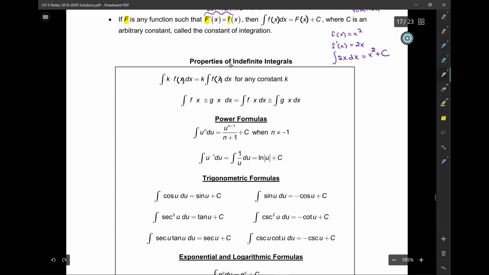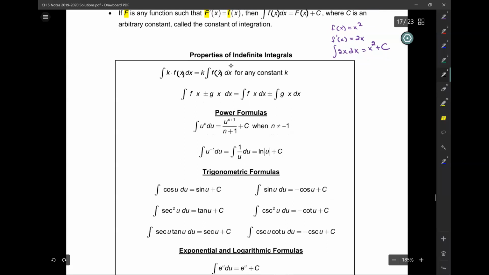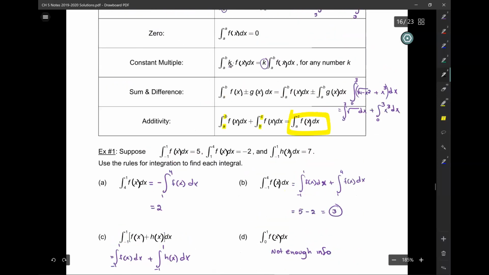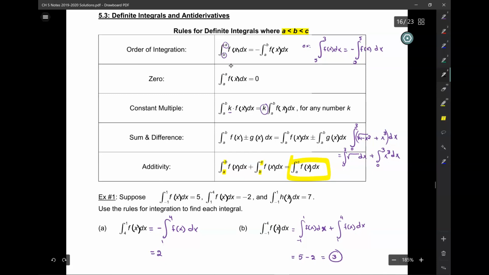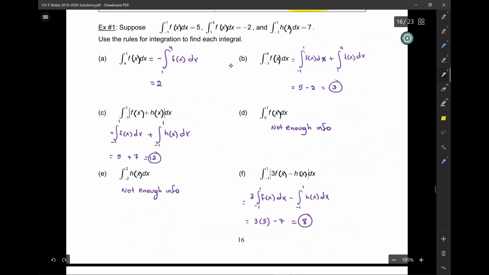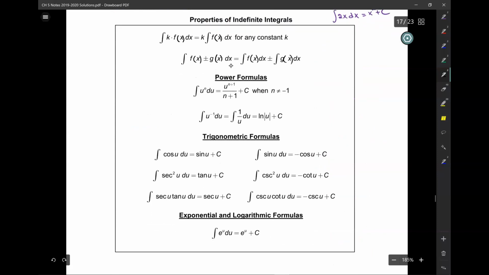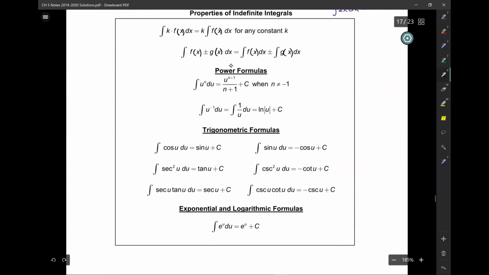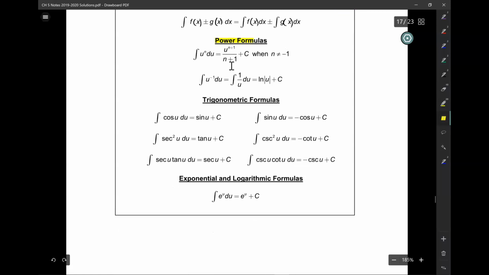Okay, so this one we already know. This is from 6.2. The first one, k times f of x, is the same as k times the integral. The k comes out. We already did that one. This one we just went over as well. If you have the integral of f of x plus g of x, you can split it up. So it's the integral of f of x plus the integral of g of x. It's the same thing as we had up here, but in the beginning we had limits a to b. Now I don't have limits a to b. All right? Now let's talk about the power formulas.